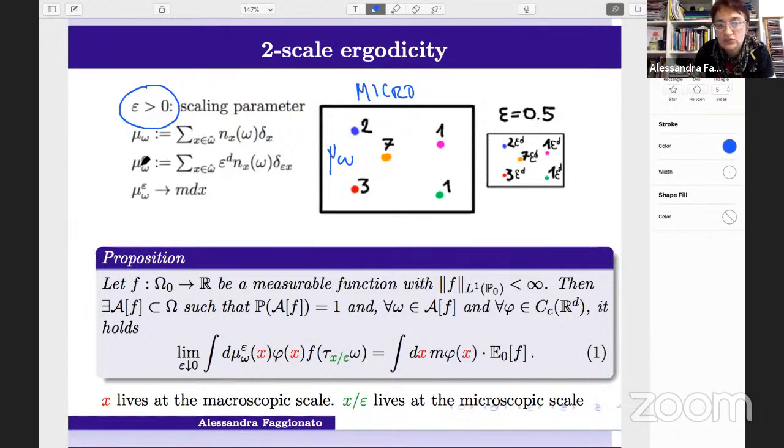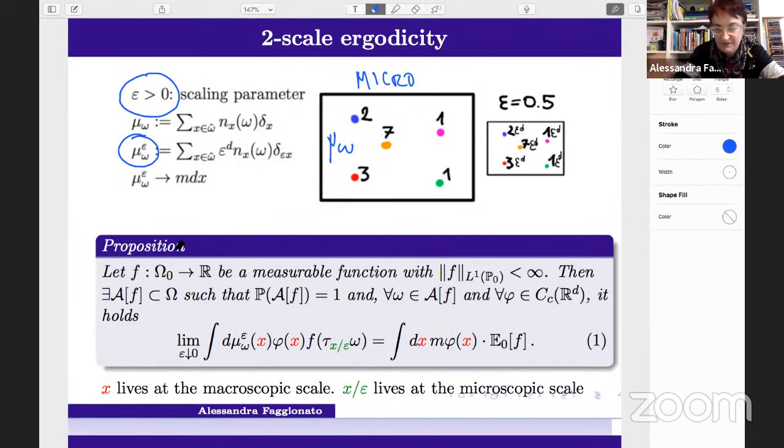And I introduced the rescaled reversible measure mu epsilon of omega, which is the following. It's the sum over the points x, but I take the Dirac measure in epsilon x, and the weights are the previous weights times epsilon to the d. I have to reduce the weights by epsilon to the d. Because of ergodicity, one can check that this measure is a good approximation. When epsilon goes to 0, this random measure converges to the Lebesgue measure times m. But we can be finer in investigating ergodicity.